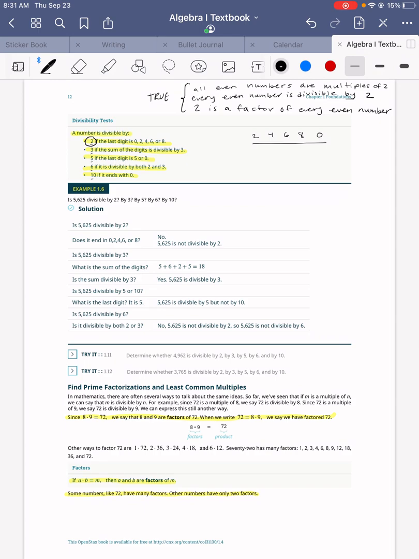If a number is a multiple of 2, it's also divisible by 2, and 2 is a factor of it. If a number is a multiple of 3, then it's divisible by 3, and 3 is one of its factors. If a number is a multiple of 16, then it's divisible by 16, and 16 is one of its factors.